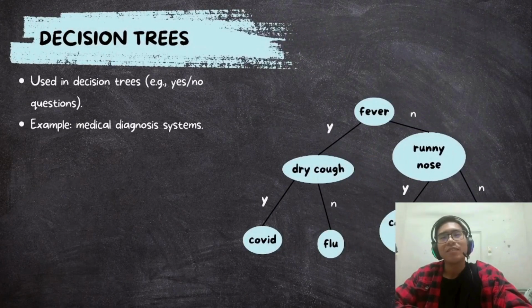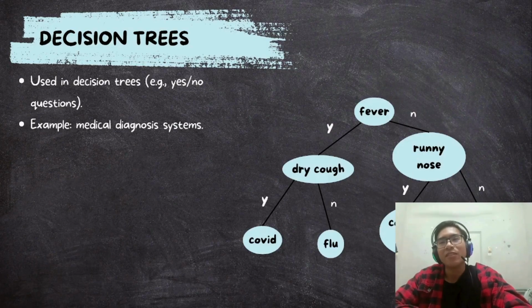Now, next are decision trees. Now, these are for logic purposes. So let's say in this case, a medical diagnosis system, it would ask a question. So let's say it asks if the person has a fever, and that person does have a fever, and then it will ask if that person also has a dry cough. And if both are true, then that person has COVID. But let's say the dry cough is not true, then the person has the flu. Now, these are usually used for systems that require a lot of questioning, like the example I've given.